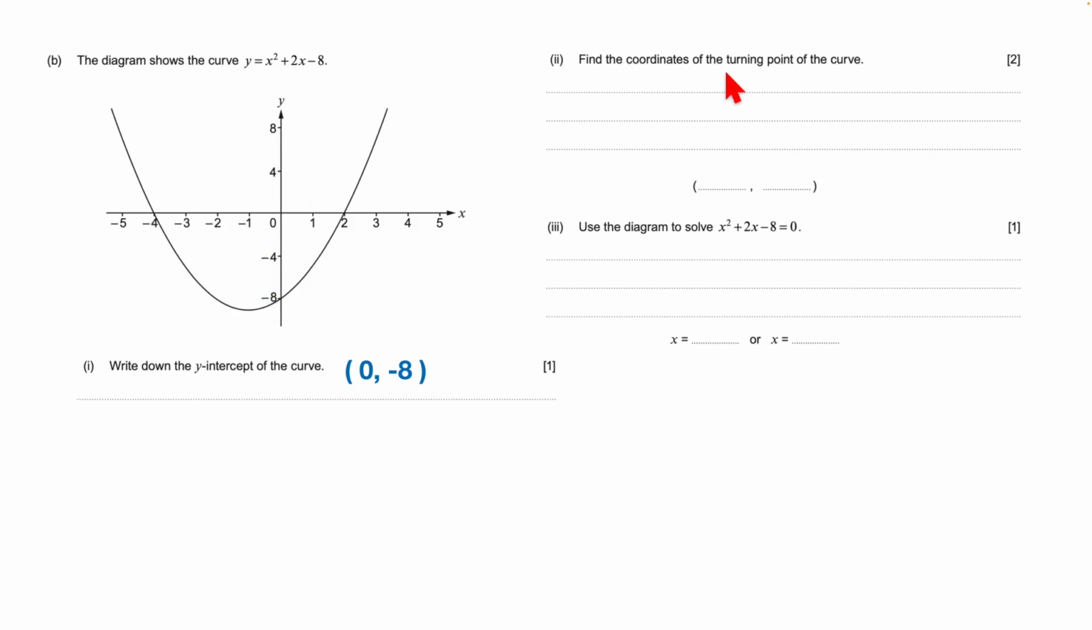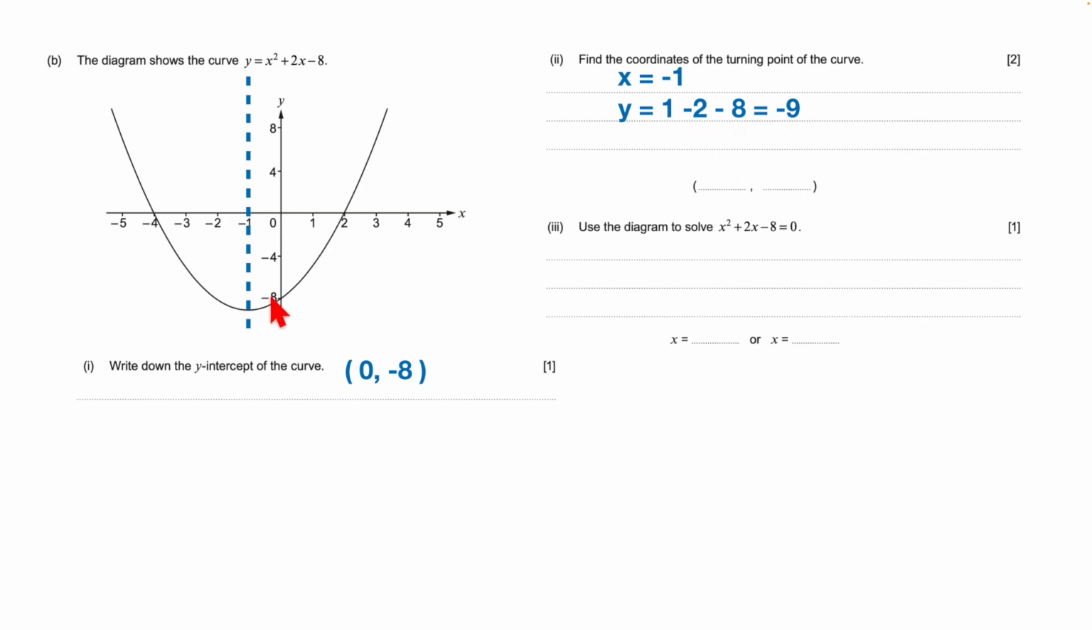Find the coordinates of the turning point of the curve. I can see that one coming. Right, let's think. There is the line of symmetry because it's midway between minus 4 and 2. That's a distance of 6. 1, 2, 3, yes, it's always going to be down there. That's where it is. x is equal to minus 1 at that point, so I put minus 1 into this equation to find this point here, and I get y is equal to x squared. Well, minus 1 squared is 1. Plus 2x, well, that's going to give me minus 2, and then minus 8. So that all adds up to minus 9.